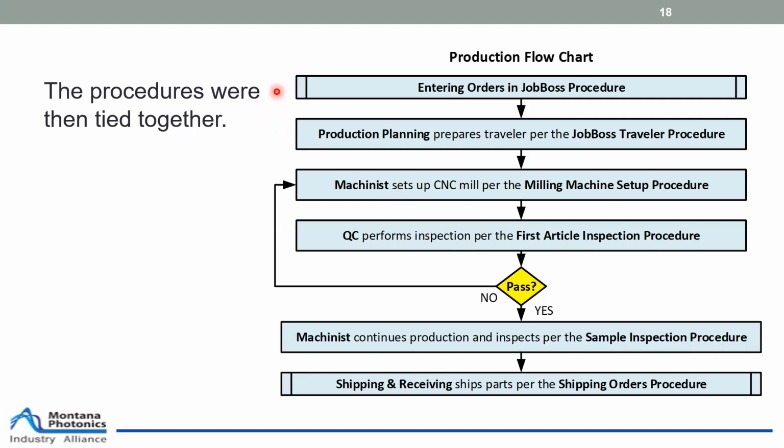So here we have a production flowchart, entering orders into JobBoss. Production planning prepared travelers using the JobBoss traveler procedure. The machinists set up their CNC milling machine per the milling machine setup procedure, and quality control performed inspections per the first article inspection procedure. If they didn't pass, it went back to the machinist. If the part did pass, then it went back to the machinist to continue production and inspections per the sample inspection procedure. Shipping and receiving, of course, ship the product.